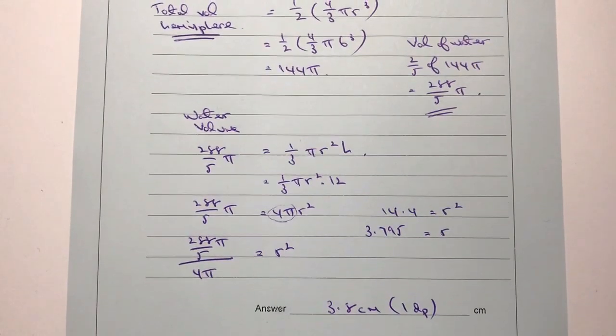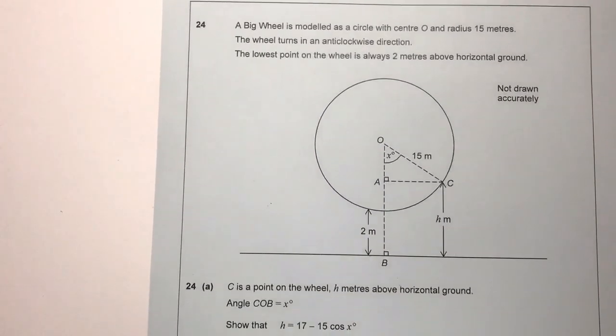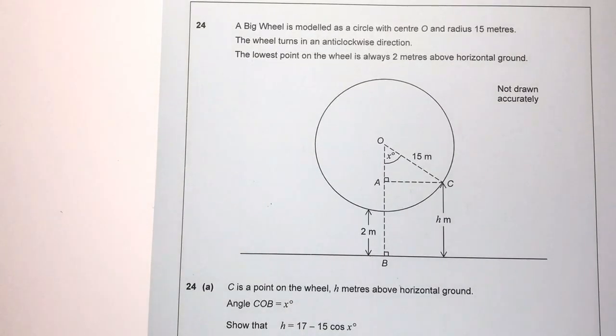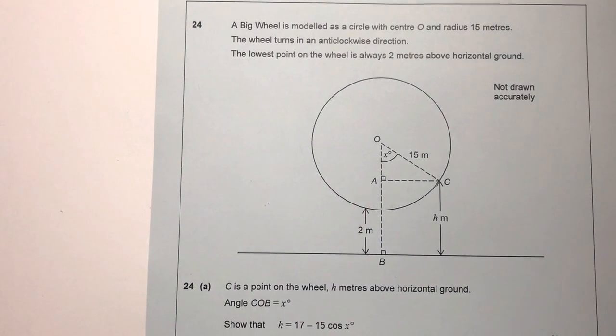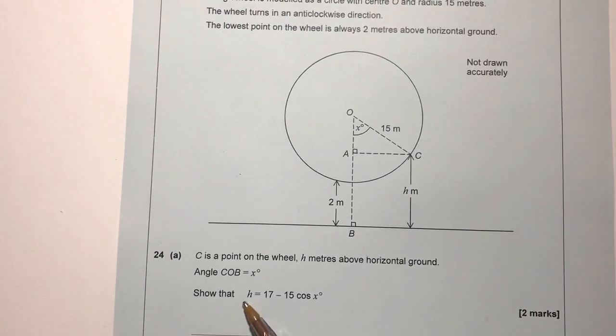Let's move on then to question number 24. This is a little bit tricky, although it is only 2 marks. It does go on a little bit. I'm afraid towards the end of this paper the questions are a little bit more challenging. What it says is you've got a big wheel with a radius of 15 and it turns. The lowest point of the wheel is always 2 meters above the horizontal ground. Then it says you need to show that h equals 17 minus 15 cosine x.